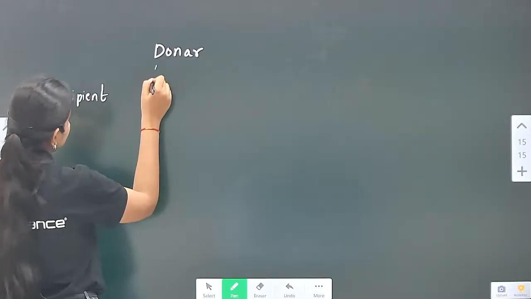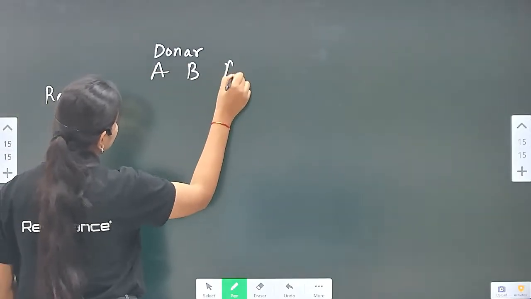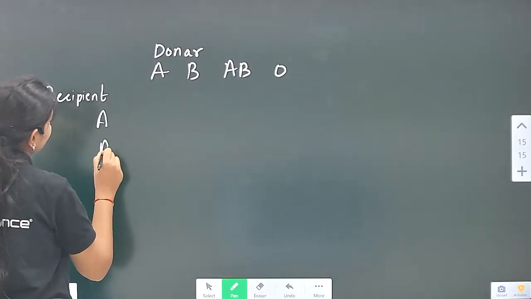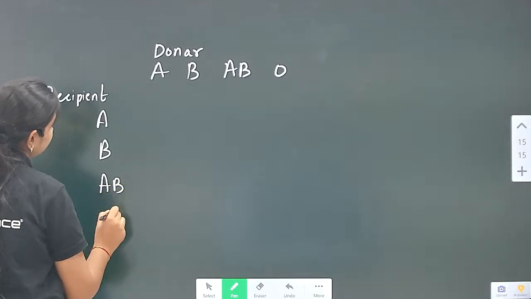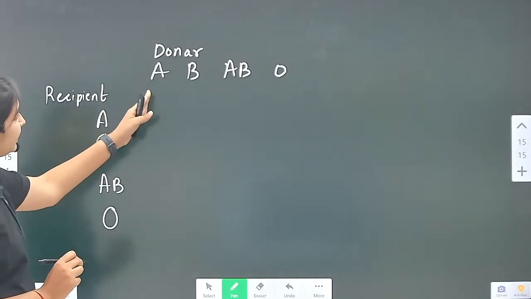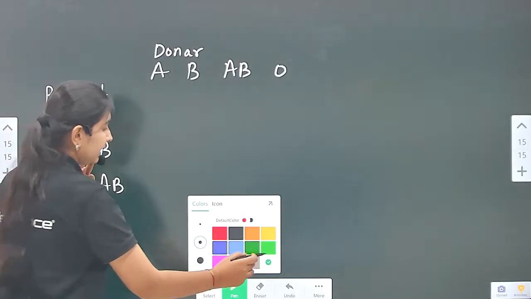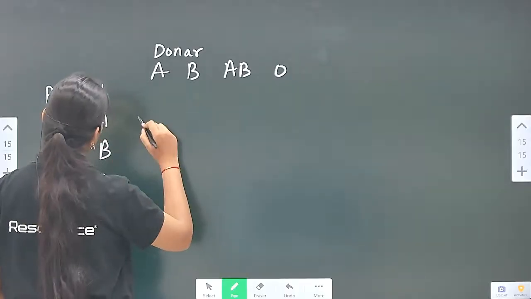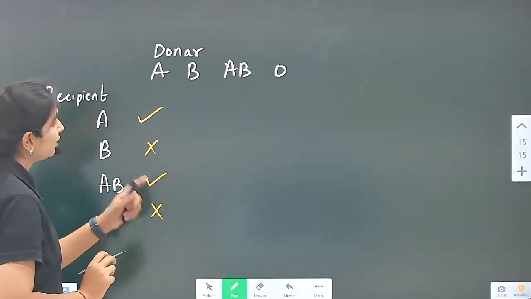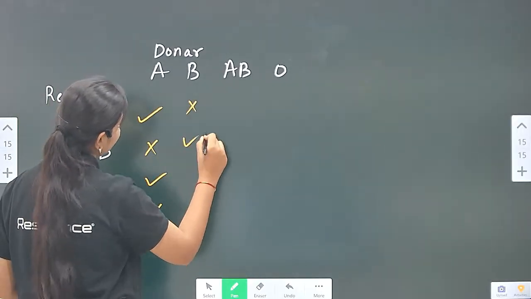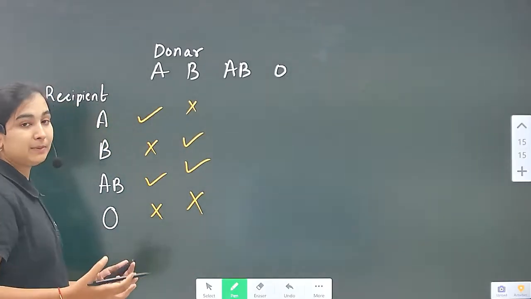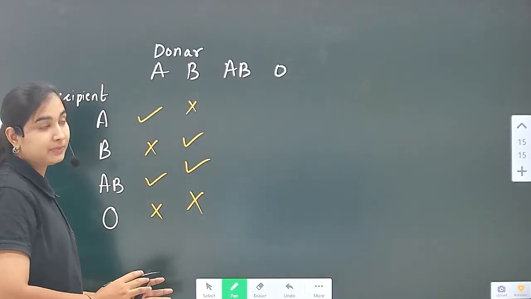We have the recipients: we have the A, we have the B, we have the AB, we have the O. Here we have the A, we have the B, we have the AB, we have the O. Okay, now this is the recipient. Now here A is a donor. A can donate the blood to A. It cannot donate to B, it can donate to AB, it cannot donate to O. But what about B? B cannot donate to A, it can donate to B, it can donate to AB and not to O. What about the AB? Now AB here can only donate to AB. Right. What about the O?